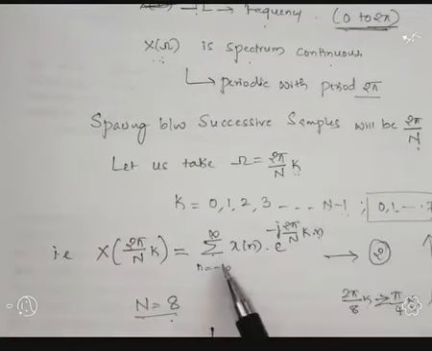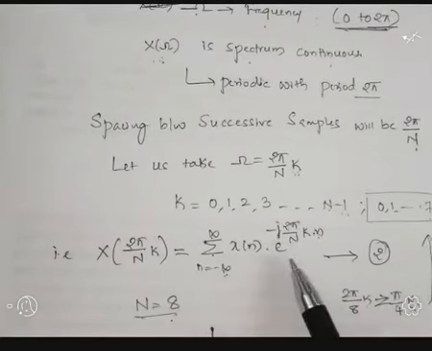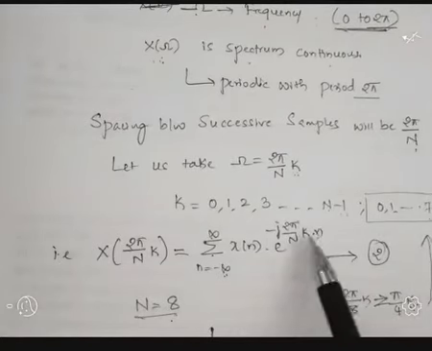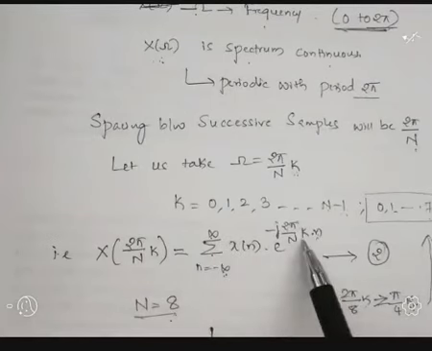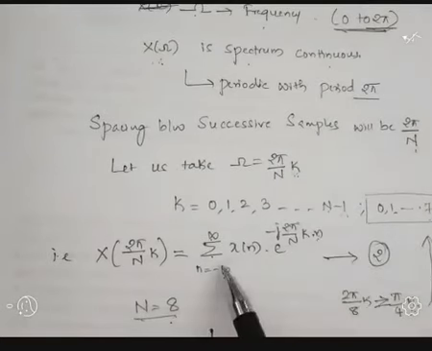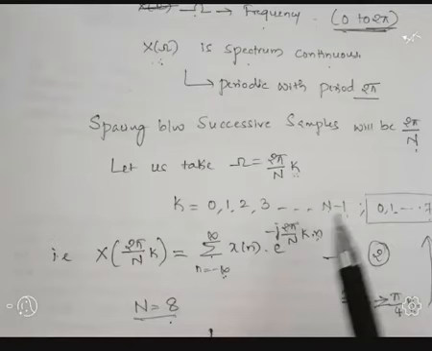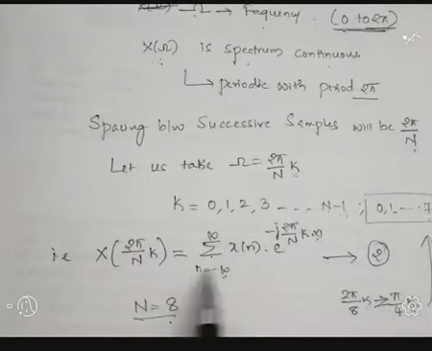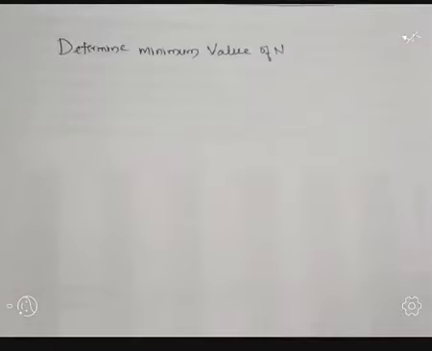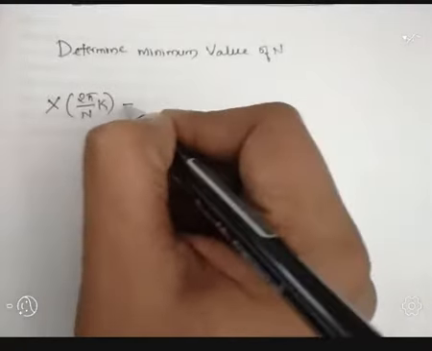For each value of n, it may be n equal to minus 10, minus 8, 10, 100, 1000, whatever it may be, we have to perform this calculation by varying the value of k from 0 to N minus 1. Generally speaking, each summation carries N calculations because index k is there. So I am going to divide this summation term as X of 2 pi by N into k is equal to LHS.